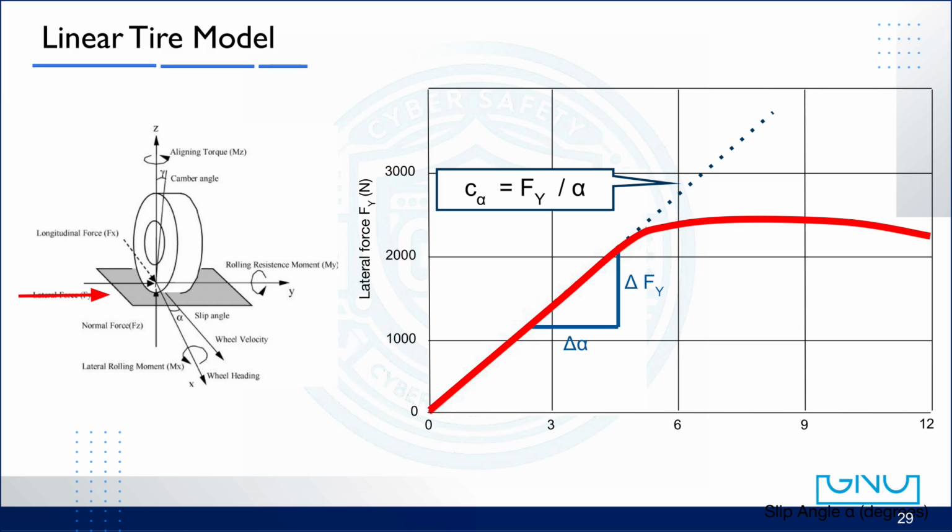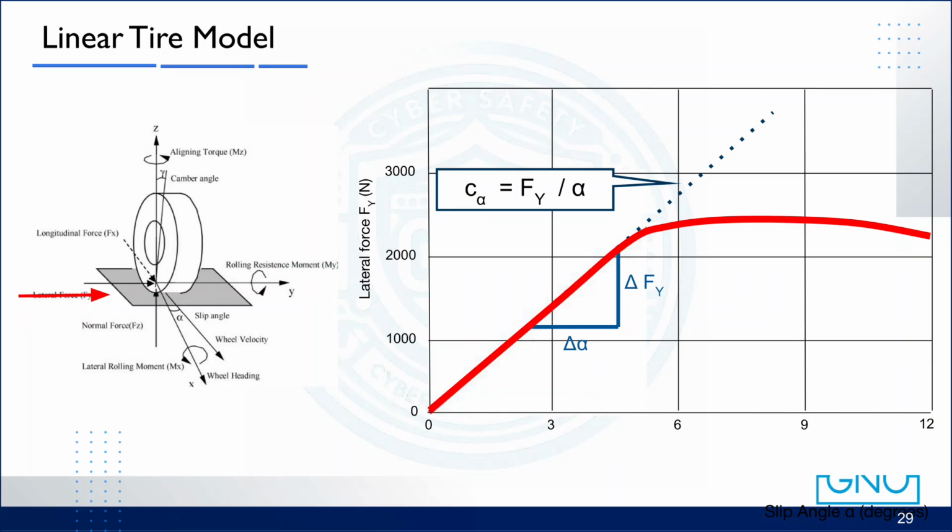Now, look at the graph on the right. The horizontal axis represents the slip angle alpha, and the vertical axis represents the lateral force F sub y, in the linear region shown by the straight rising part of the red curve. The tire force increases proportionally to the slip angle. This is why we call it the linear tire model.